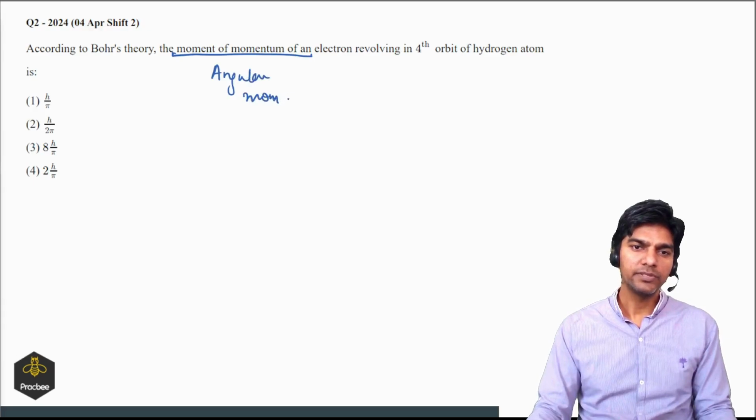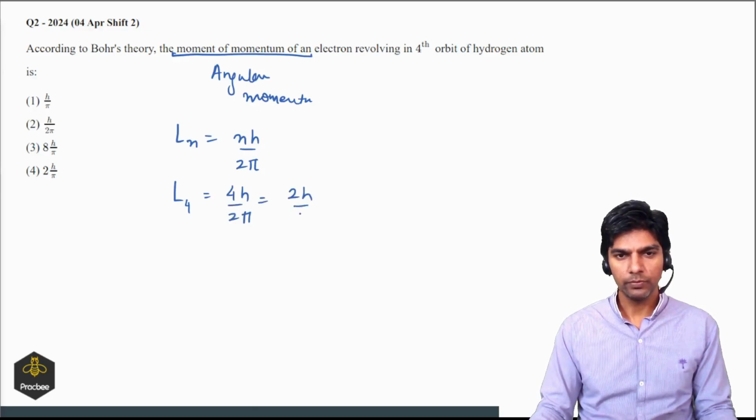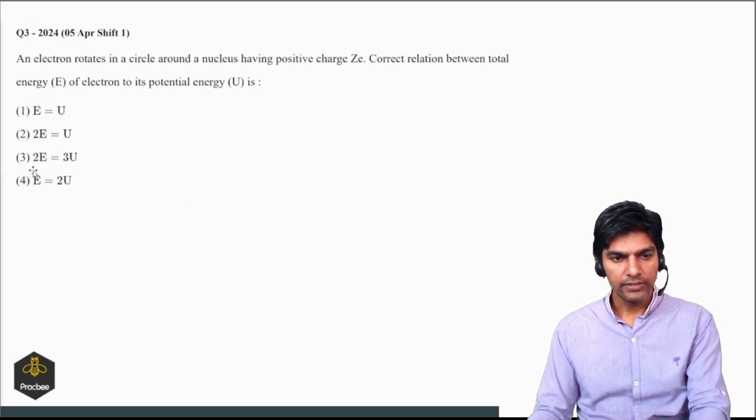And angular momentum is conserved for an electron revolving in the fourth orbit. Angular momentum is given as nh by 2 pi, and for the fourth orbit n will be 4, so L4 will be 4h upon 2 pi, which will be 2h upon pi. So option 4 is the right answer. Now let us see the next question.